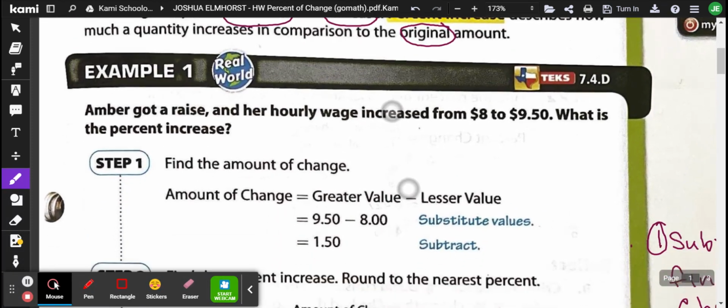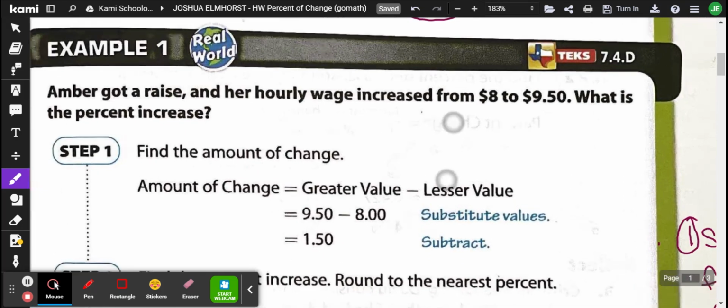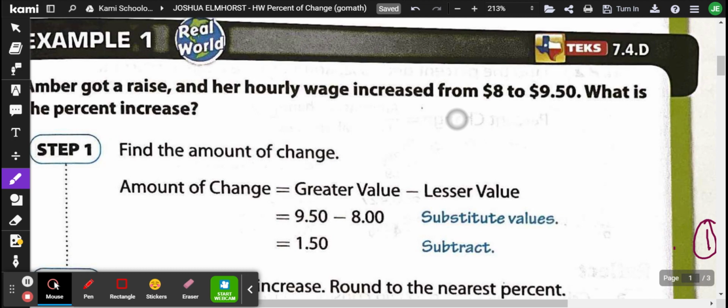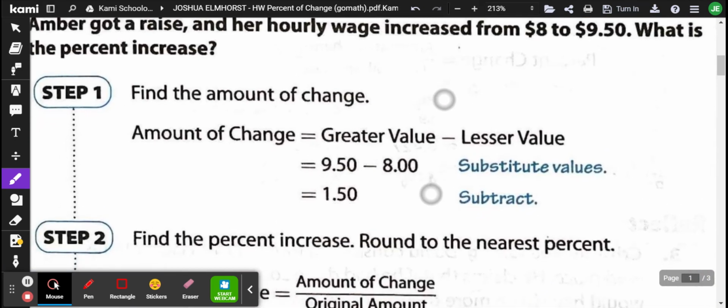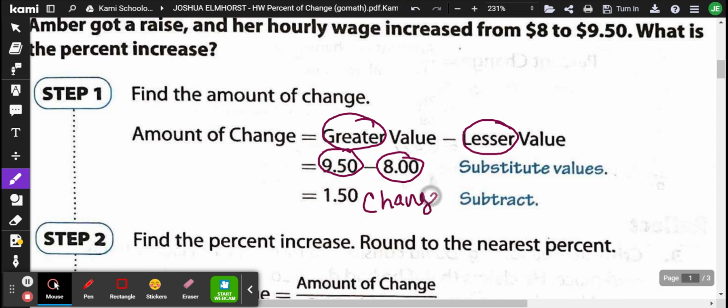Looking at example 1, Amber got a raise and her hourly wage increased from $8 to $9.50. So what was the increase? We're going to find the amount of change, the greater value or the increase, and then we subtract the lesser value. So that's $9.50 minus $8. This is a change of $1.50 in the wages.